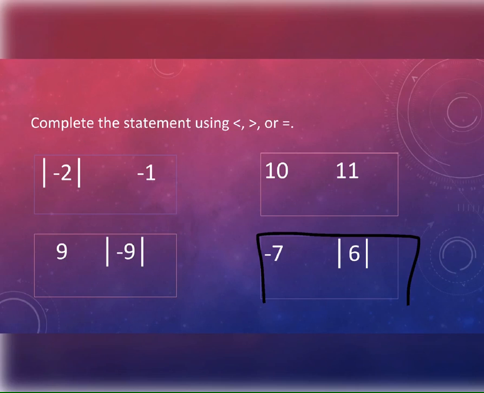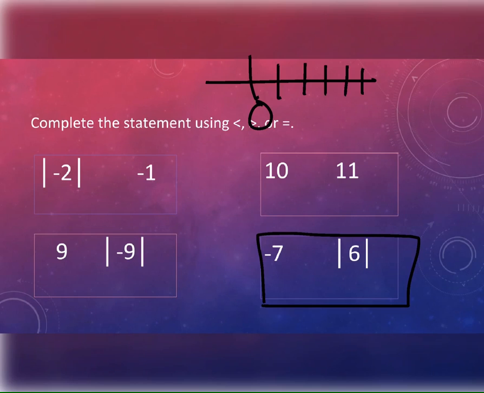The final example is negative 7 and the absolute value of 6. So we need to find out how many places away from 0 is 6. It's a positive number, so we're going to go to the right. 1, 2, 3, 4, 5, 6. So the absolute value of 6 is 6. So we have negative 7 and 6. 6 is the larger number, so we're going to put the less than sign because we read it as negative 7 is less than 6.